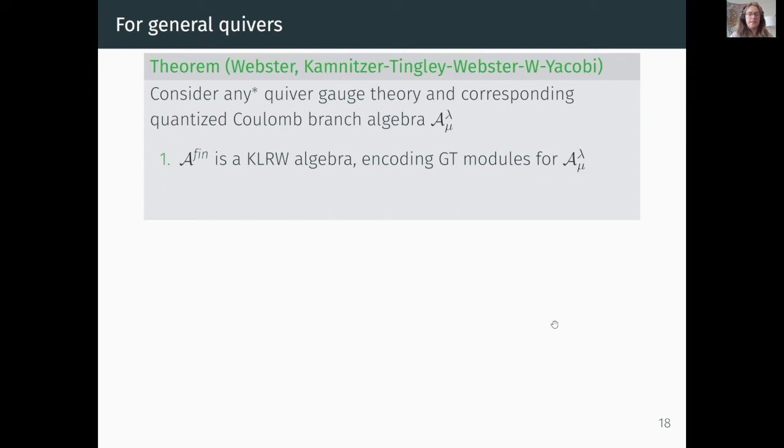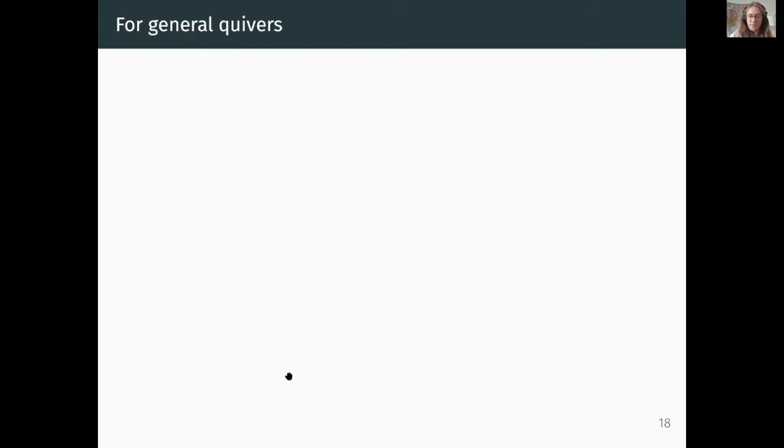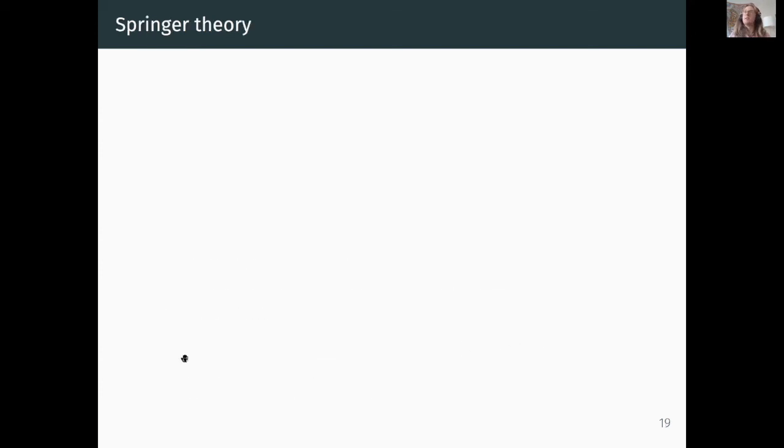And so this is what's going on in this case of GL_N. There's some particular KLR algebra, actually, which is encoding this category of Gelfand-Tsetlin modules, which includes all the finite dimensionals and all this. And this enumeration of simples is by some crystals. Okay, so that's one perspective on representation theory of Coulomb branches. I just wanted to give one more before I wrap up.